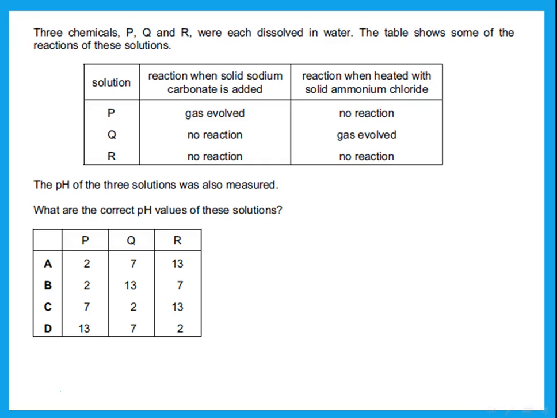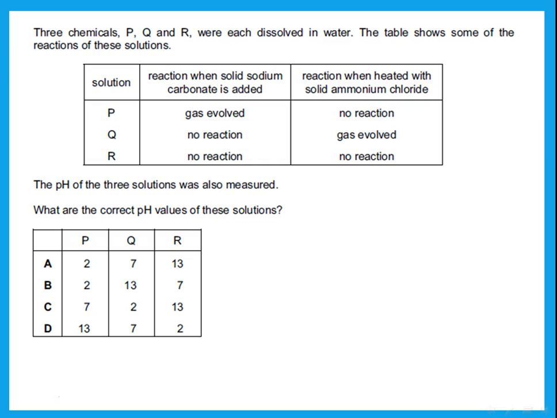Okay, so remember, an acid with a carbonate gives carbon dioxide gas. An acid will not react with ammonium. Ammonium, we said, reacts with a base to give ammonia gas. Okay, so we've decided that P is an acid. Now what about Q? When I put it on carbonate, no reaction. That means it is not an acid. But when I put it on ammonium something, a gas evolved. So Q must be a base, because a base reacts with ammonium to give ammonia gas.